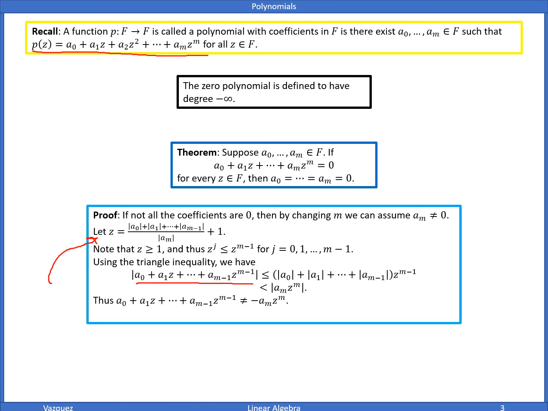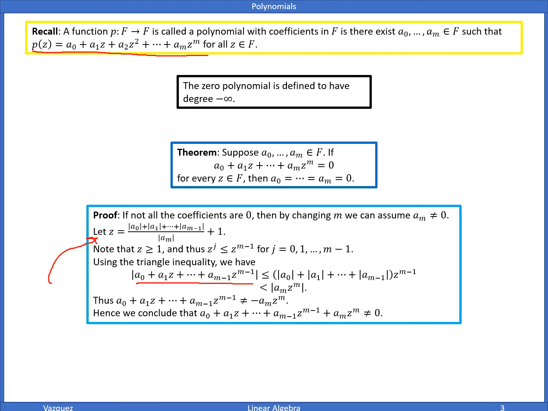So therefore, this polynomial is not equal to this polynomial. Right? It's not equal to the negative part of it because we have the inequalities. There are no equalities. So that's why it can't be equal to the negative part of it. It would have only maybe been true if this was equal, but not less than. So because of that, it can't equal negative am z to the m.